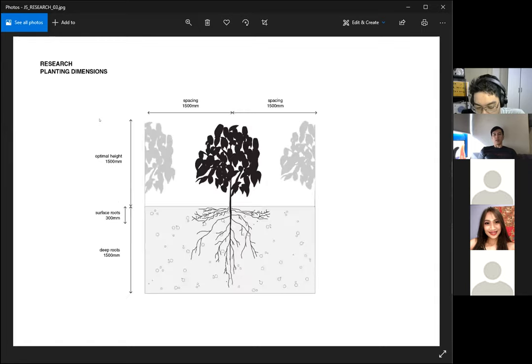Right. So for the dimensions, like I said, the height, the optimal height is 1.5 meters, and it's also the optimal spacing in between the trees pag pinlan siya. So yung depth ng roots, it reaches more than 1.5 meters, pero most of the roots is actually just on the surface, so about 30 centimeters below ground, according to what I've read.